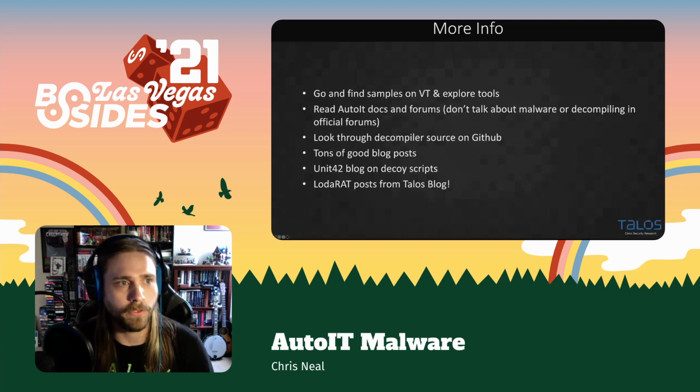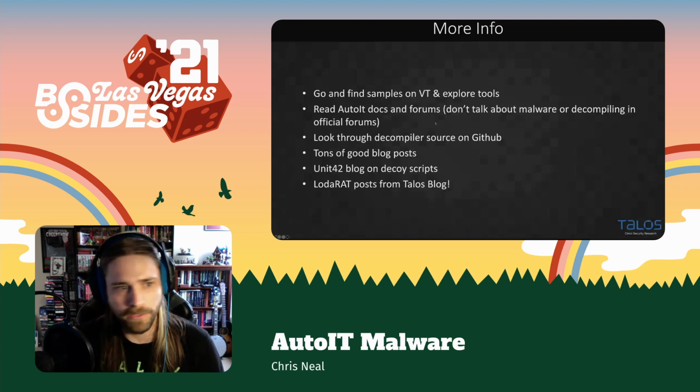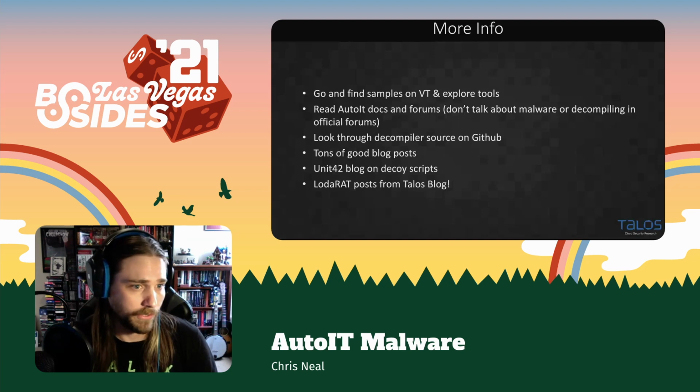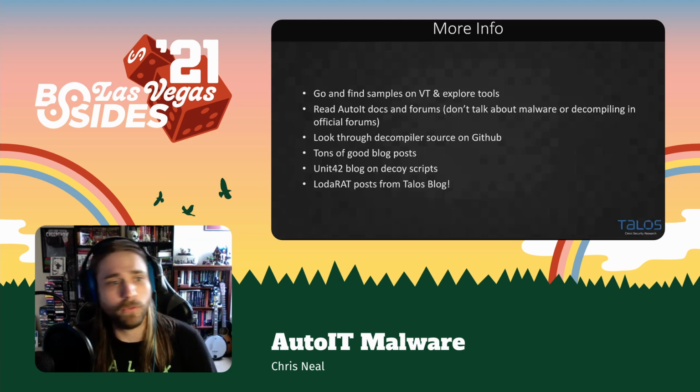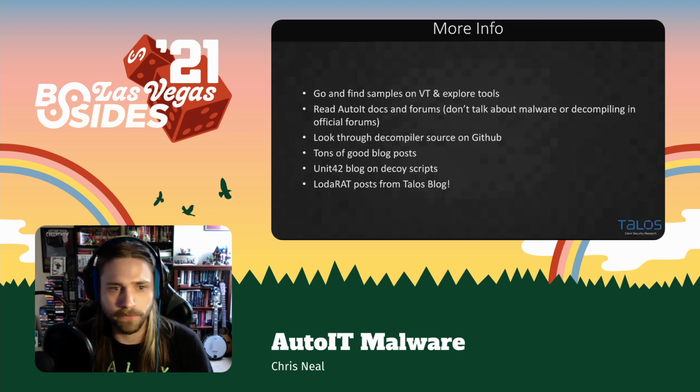It's also really helpful to go out and read the AutoIt docs and forums. One thing you don't want to do is talk about malware or decompiling in the official AutoIt forums, because they will ban you immediately. Another helpful thing is to look through the decompiler source on GitHub. Go find the AutoIt stuff, and it's all open source, and it can be pretty helpful to understand how this stuff is compiled and decompiled.